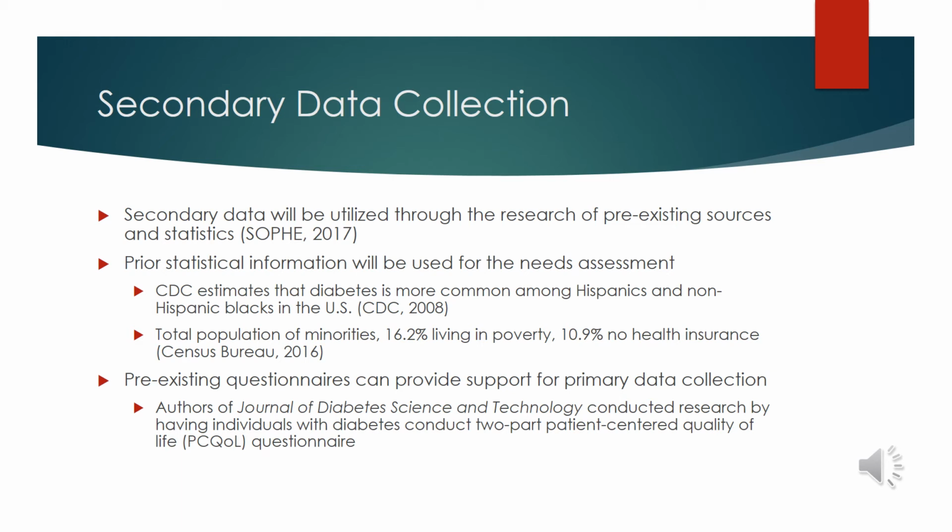Questionnaires also exist that have already been conducted and can provide further support for the primary data collection that will be utilized. For example, authors for the Journal of Diabetes Science and Technology conducted research by having individuals with diabetes conduct a two-part patient-centered quality of life questionnaire where they nominated 5 aspects of general and diabetes-related life adjudicated most significant for their overall quality of life and rated each for current level of satisfaction. The scores from this questionnaire were then compared with a reference measure, the Diabetes Control and Complications Trial Diabetes Quality of Life Score. These results can be used in conjunction with the interviews and questionnaires gathered directly from the target population in the primary data collection phase to develop the diabetes intervention program focused on improving quality of life.